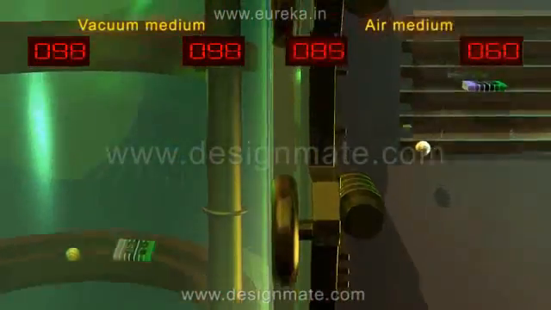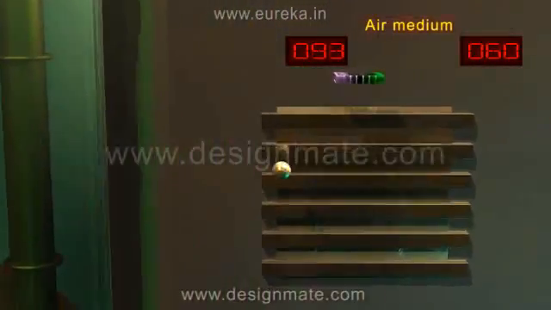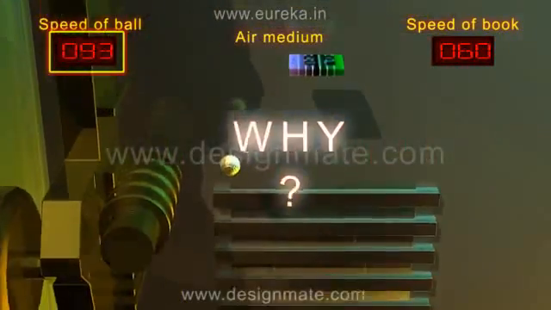But the ball falling in air is slower than its counterpart in vacuum. Within the air medium, the book falls still slower than the ball. Do you know why?